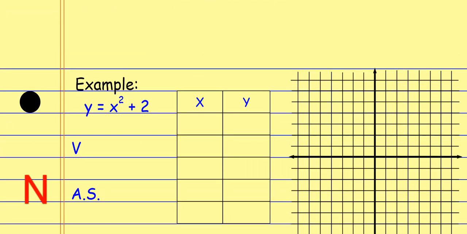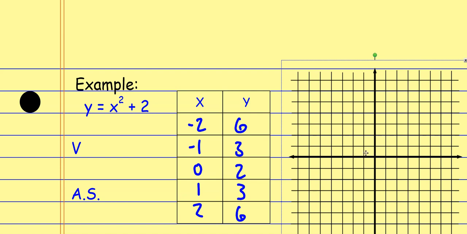If I looked at this guy, now I've got a +2 here. So again, I'm going to start off the same way, because why not? And I plug away. -2 squared is a 4, +2 is a 6. -1 squared is a 1, +2 is a 3. 0 squared plus 2 is a 2, a 3, and a 6. And so I plot these.